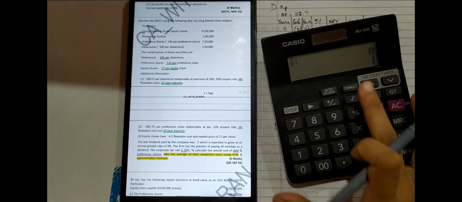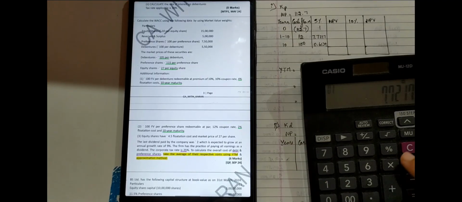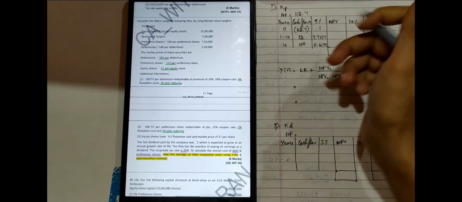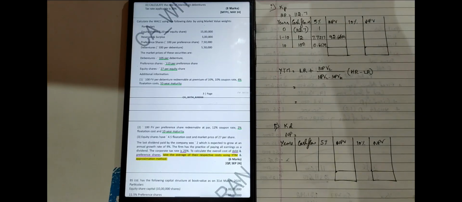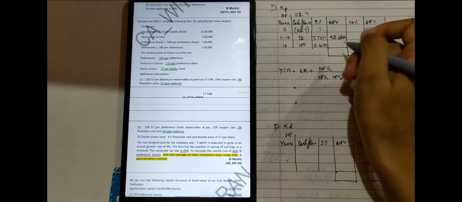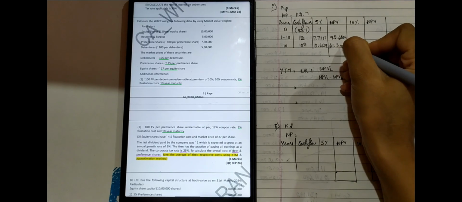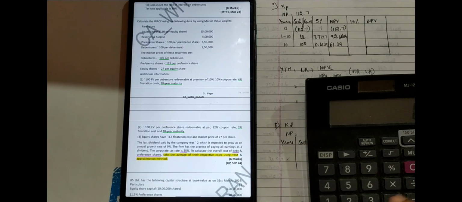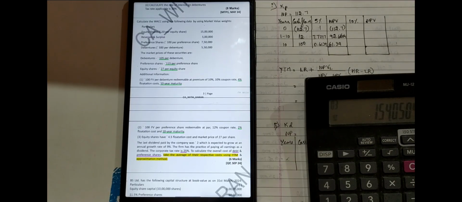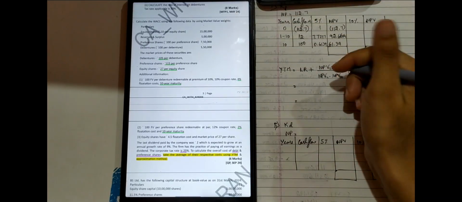So 7.7217 into 12. So this comes out to be 92.6604, and 100 into 0.6139 comes out to be 61.39, and then minus 112.7. So 92.6604 plus 61.39 minus 112.7, so 41.3504.